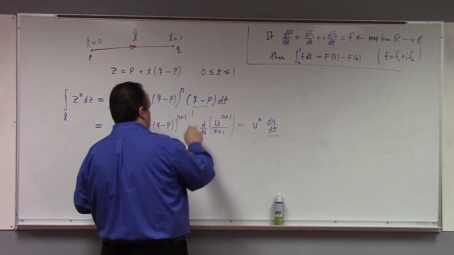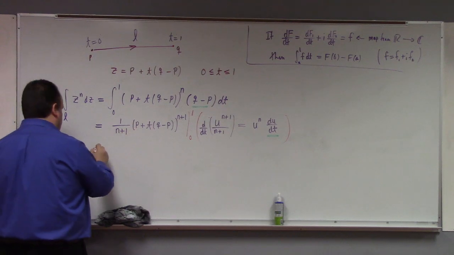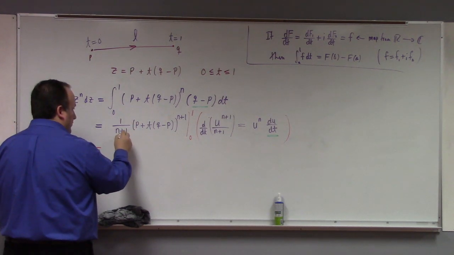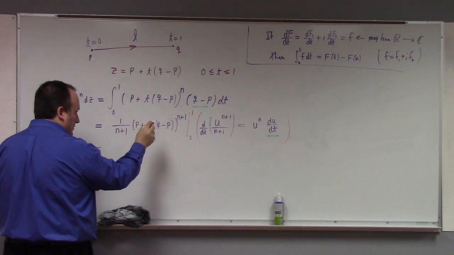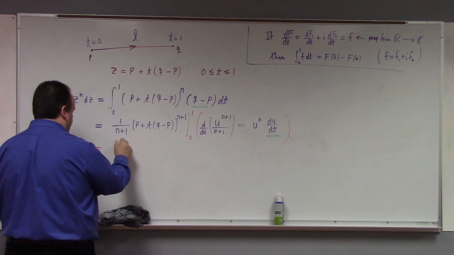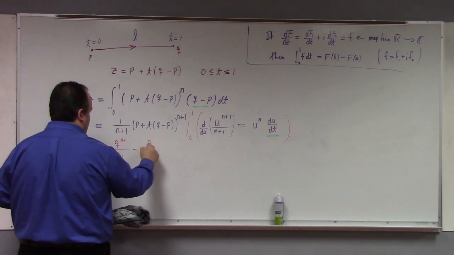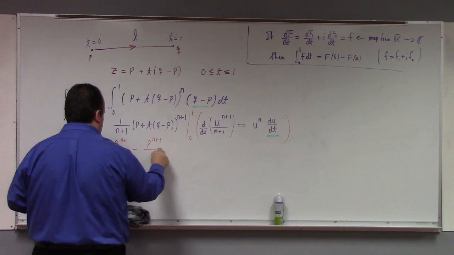Like so, right? This is a side comment. And so what do you get? You get, putting in 1, I get q, so I get q to the n plus 1 over n plus 1 minus p to the n plus 1 over n plus 1.